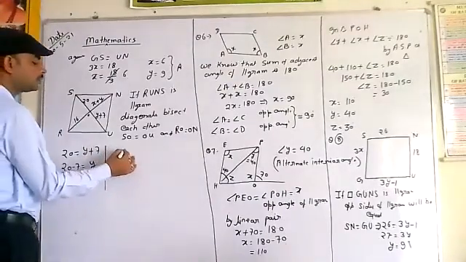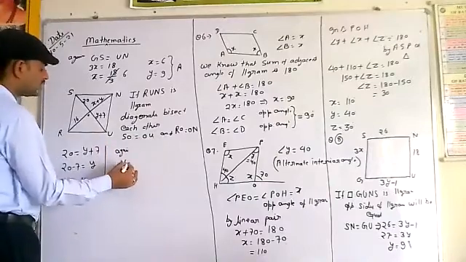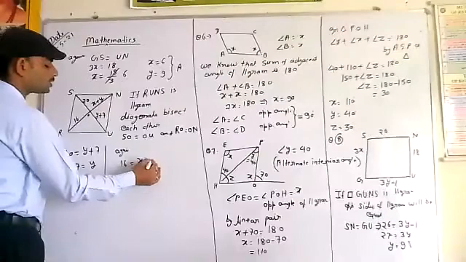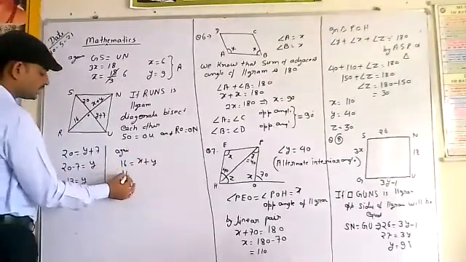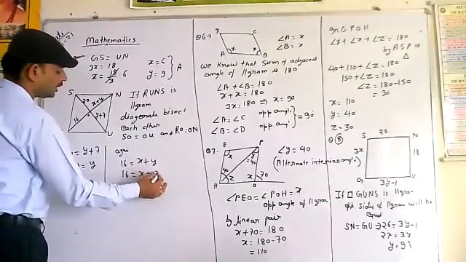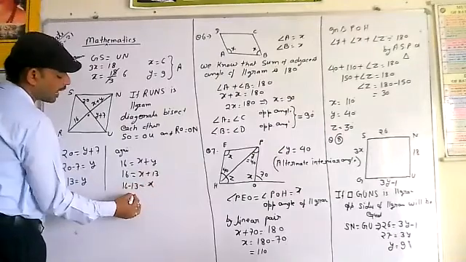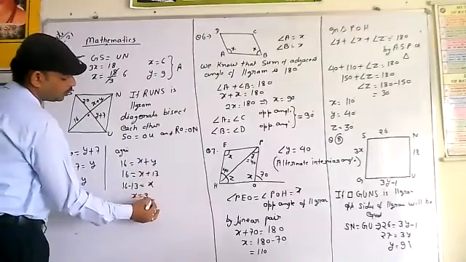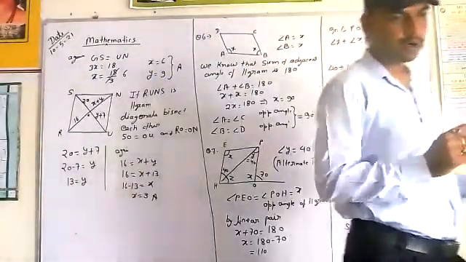Again here RO is equal to 16 and x plus y. Substituting the value of y in this equation, 16 is equal to x plus 13. So 16 minus 13 is equal to x. So x equal to 3 is your required answer. Okay students?